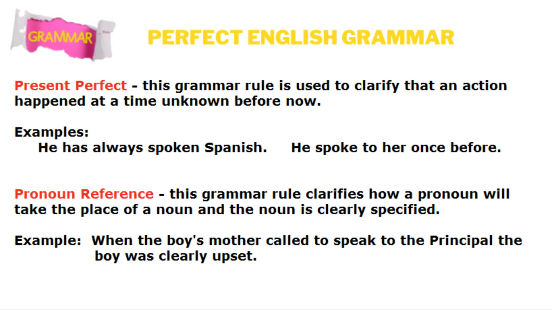Our fourth grammar rule we're going to cover today is pronoun reference. This grammar rule clarifies how a pronoun will take the place of a noun, and the noun is clearly specified. So, for example: when the boy's mother called to speak to the principal, the boy was clearly upset. So you can see the clarification of the pronoun, as well as it taking the place of a noun, and the noun is clearly specified.